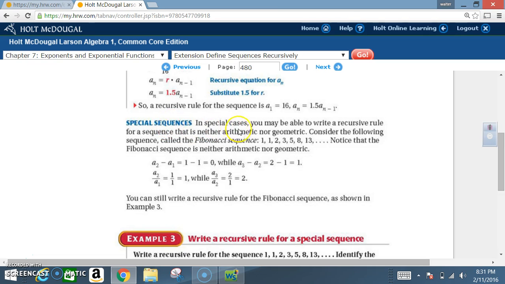Okay, special sequences. In special cases, you may be able to write a recursive rule for a sequence that is neither arithmetic nor geometric. Consider the following sequence called the Fibonacci sequence: 1, 1, 2, 3, 5, 8, 13. Notice that the Fibonacci sequence is neither arithmetic nor geometric. A2 minus A1 is equal to 1 minus 1, which is 0, while A3 minus A2 is equal to 2 minus 1, which is equal to 1. A2 divided by A1 is equal to 1 over 1, which is equal to 1, while A3 divided by A2 is equal to 2 divided by 1, which is 2. Up here, we tried to figure it out using an arithmetic sequence, and here, we tried to figure it out using a geometric sequence. Neither one worked out. You can still write a recursive rule for the Fibonacci sequence as shown in example 3.